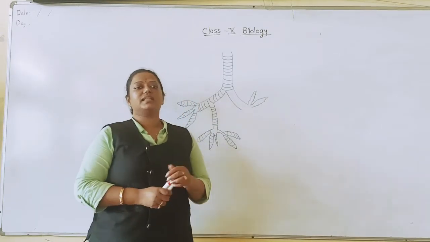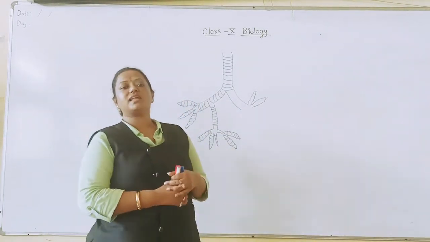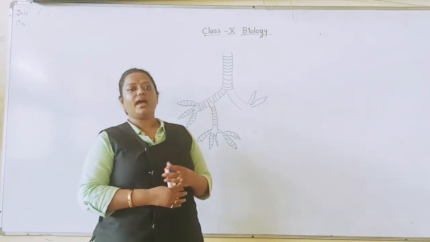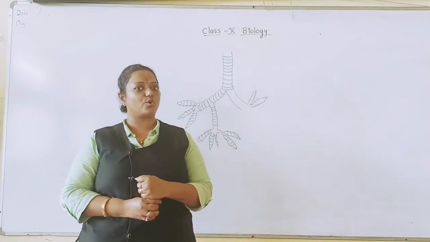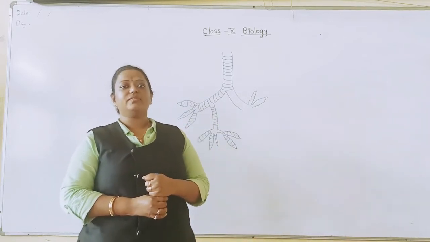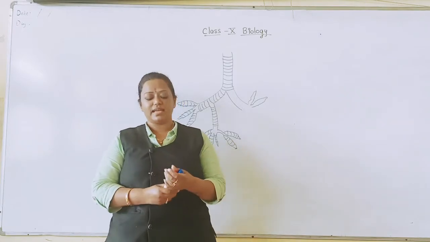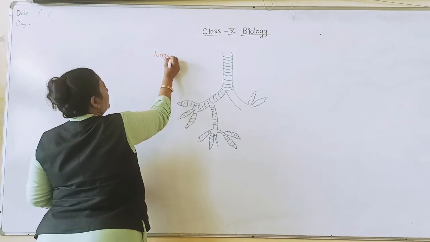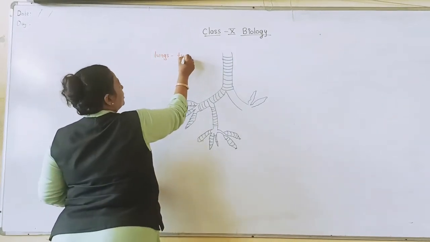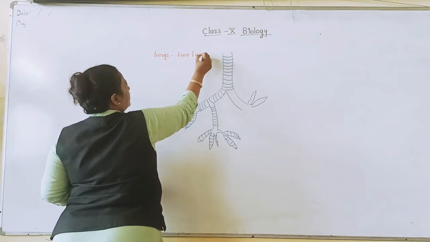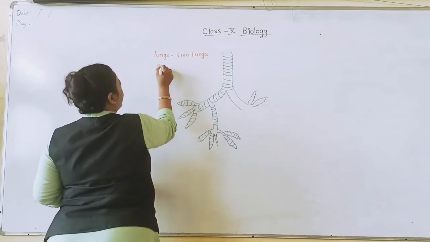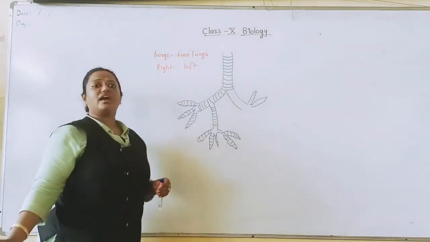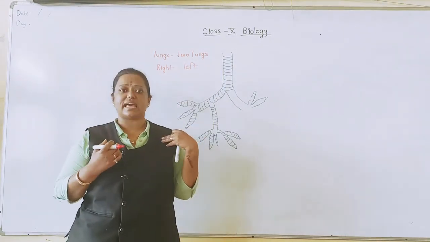Hello students. Just now we have seen our rib cage, how the thoracic cavity is designed. And the thoracic cavity is also called as what? Thorax, and in that we have a very delicate organ, and the name of that organ is what? Lungs. And how many lungs do we have? We have 2 lungs, right? One is right and another is left.